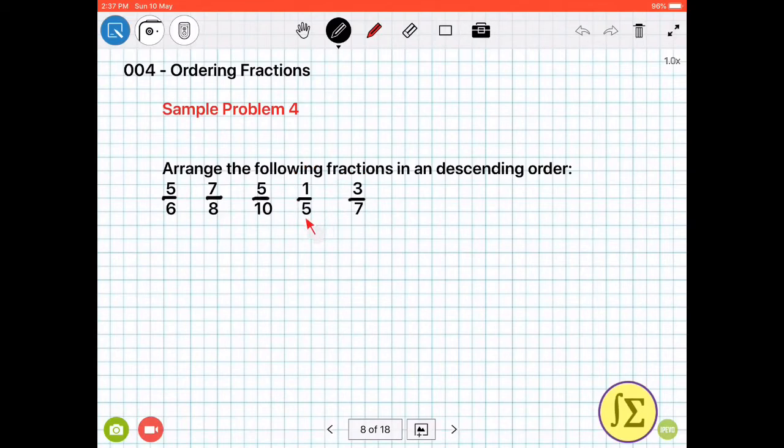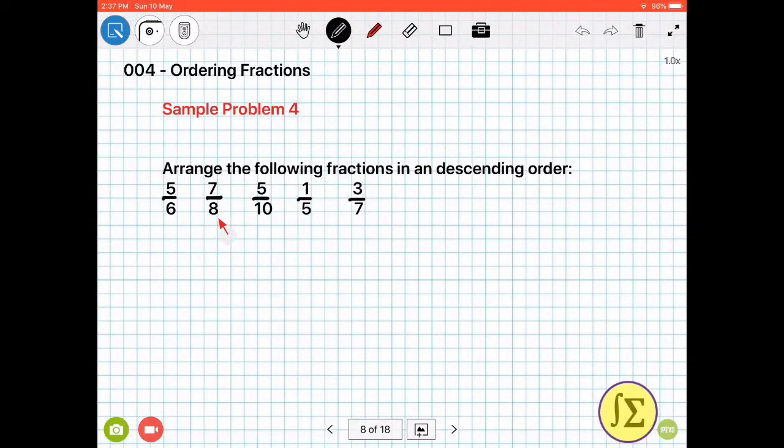Okay, because for 5, the halfway mark is 2.5, and 1 is smaller than 2.5. For 7, the halfway mark is 3.5, and 3 is smaller than 3.5. That means both these fractions are less than half.